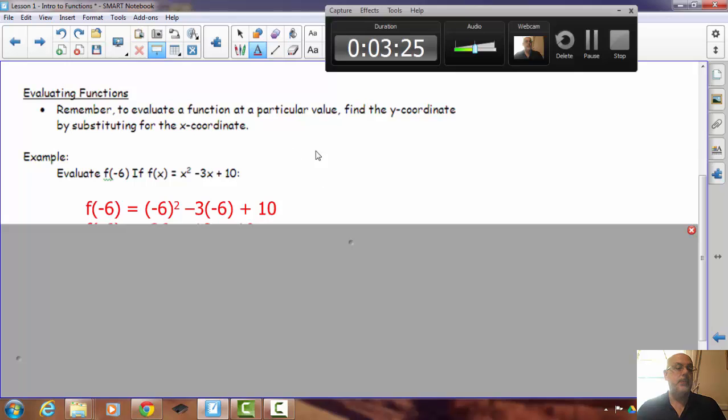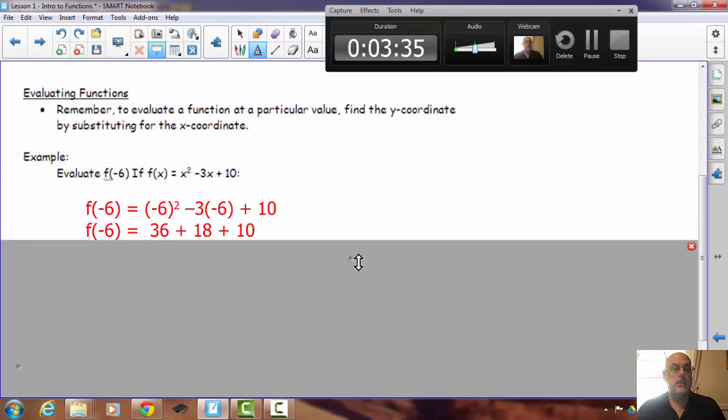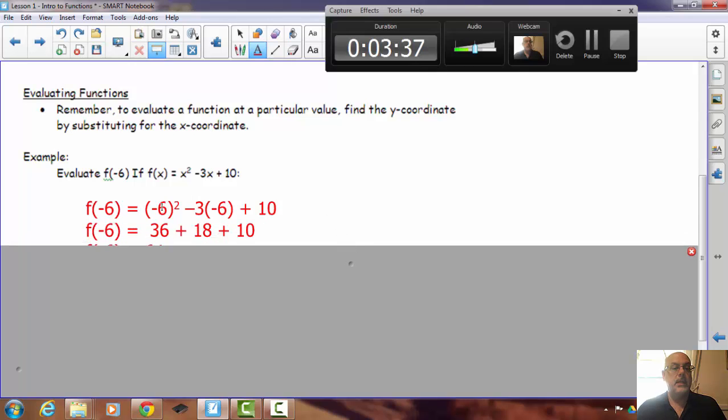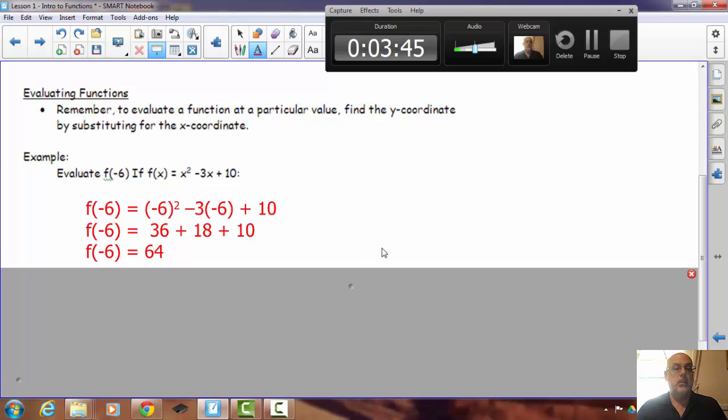So the first step would be this. f of negative 6 equals (negative 6) in parentheses squared minus 3 times negative 6 plus 10. So when we take negative 6 and multiply by itself, we get a positive 36. Negative 3 times negative 6 is 18, plus 10. So when we combine all those terms, f of negative 6 is 64. So this is telling us that when x is negative 6, y is 64.